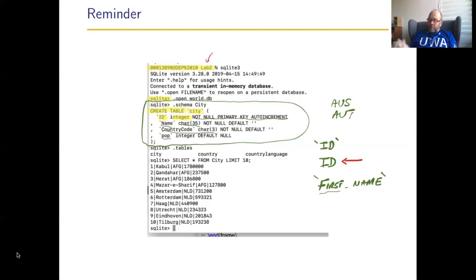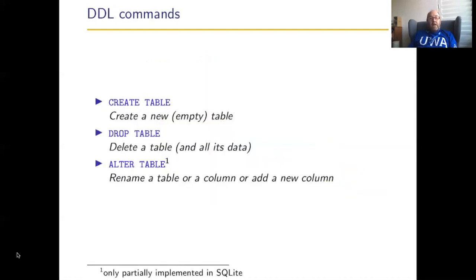Okay, so let me go through the various DDL commands, the data definition language commands. Create table is the fundamental command. That will create a new table according to the description that you specify, and when it's first created, it will have no data in it, so it will have no rows. It'll be a new empty table.